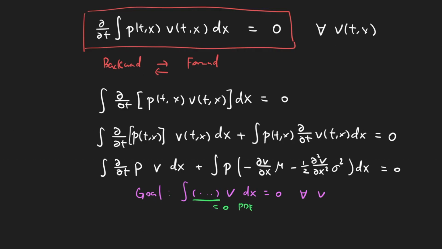But the problem is that if we look at the second integral in here, we have the partial derivative acting on v. So the idea is that we can use integration by parts to turn this integral into v times something with respect to the derivative of p. So let me show you that.